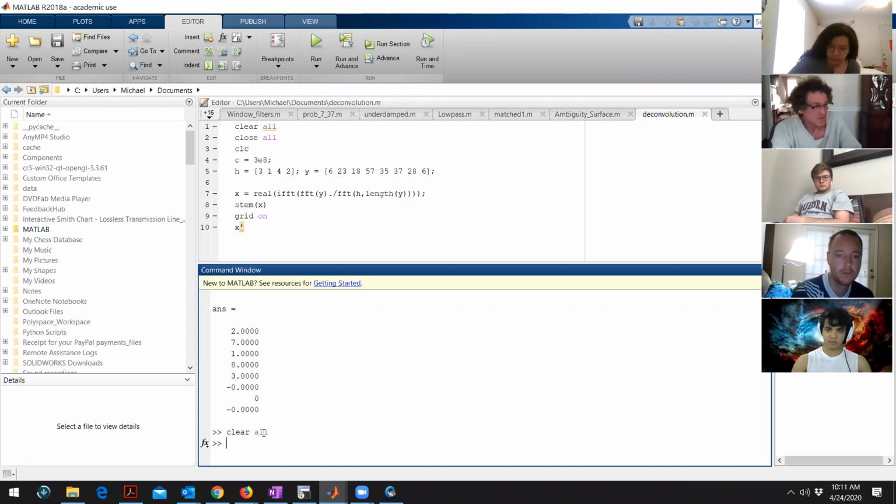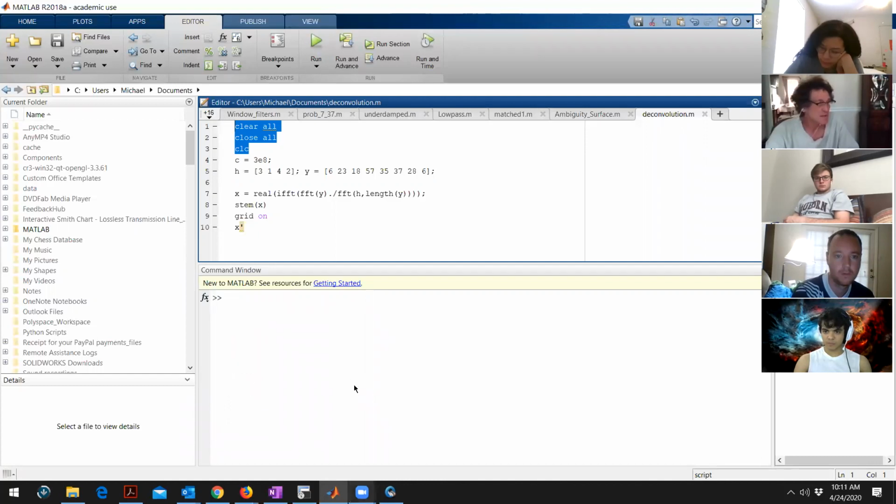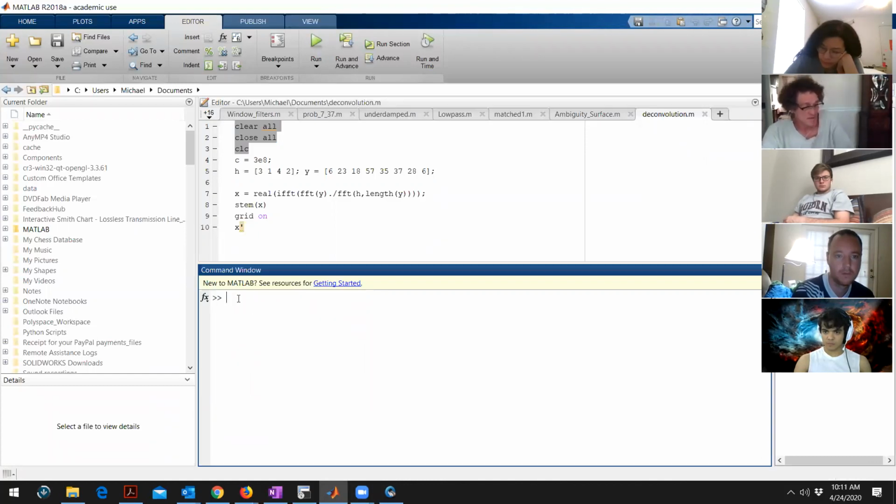I'm going to try something. I'm just going to take these values and run this. If you hit F9, with things you highlight, it runs it. So it gets rid of everything. Now I'm going to paste these values here into the actual command window. I'm going to say X equals, is it deconvolve? Yes. H comma Y. I'm going to see if this works.